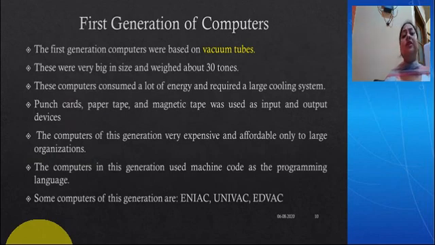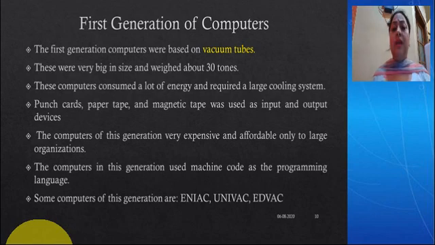The first generation computers were based on vacuum tubes. These were very big in size and weighed 30 tons. These computers consumed a lot of energy and required large cooling systems. Punch cards, paper tapes, and magnetic tape were used as input or output devices. The computers of this generation were expensive and affordable only to large organizations.